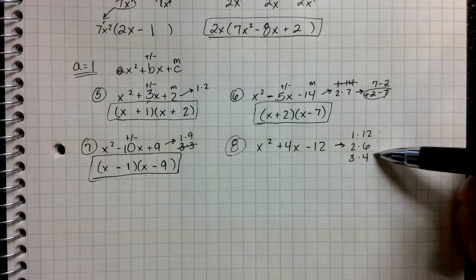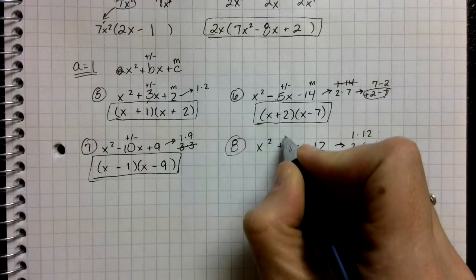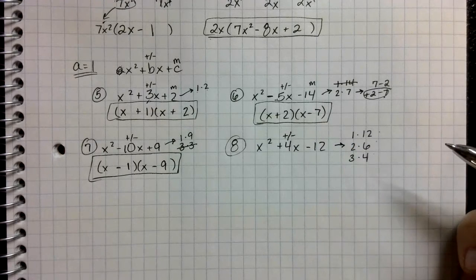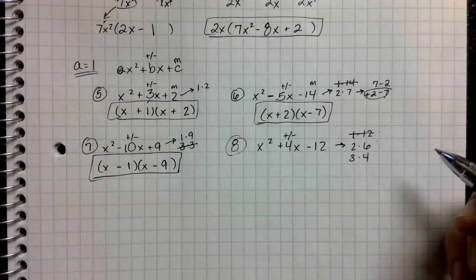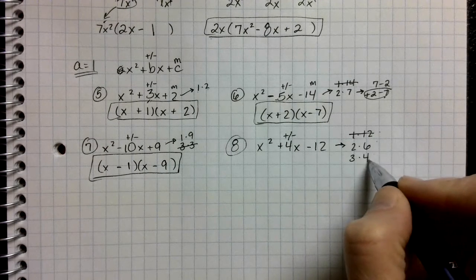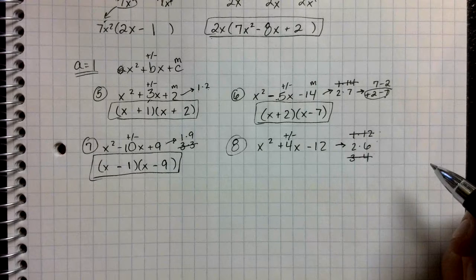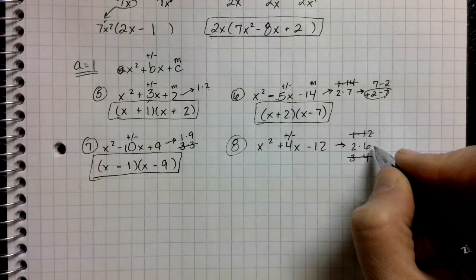So now if you can list out your factors, then just go through which pair of factors is going to give me 4. If I add, I get 13. If I subtract, I get 11. So that's no good. If I add, I get 7. If I subtract, I get 1. So that's no good. So it has to be 2 and 6.